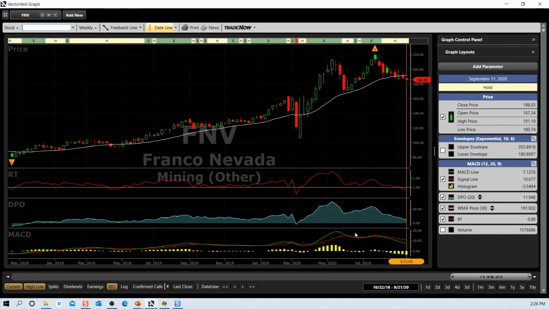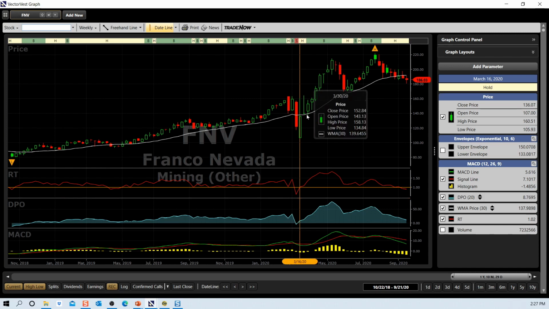I do like this color scheme and the layout. Notice the date line. Here's what I'm looking for. I'm looking for RT hitting a higher low here and crossing above 1. I'm looking for at least one of the DPO and the MACD to be positive. And in this case, the DPO is above the 0 line and positive, starting to move up. So I'd be quite comfortable placing a buy order the very next day. And we go from there.